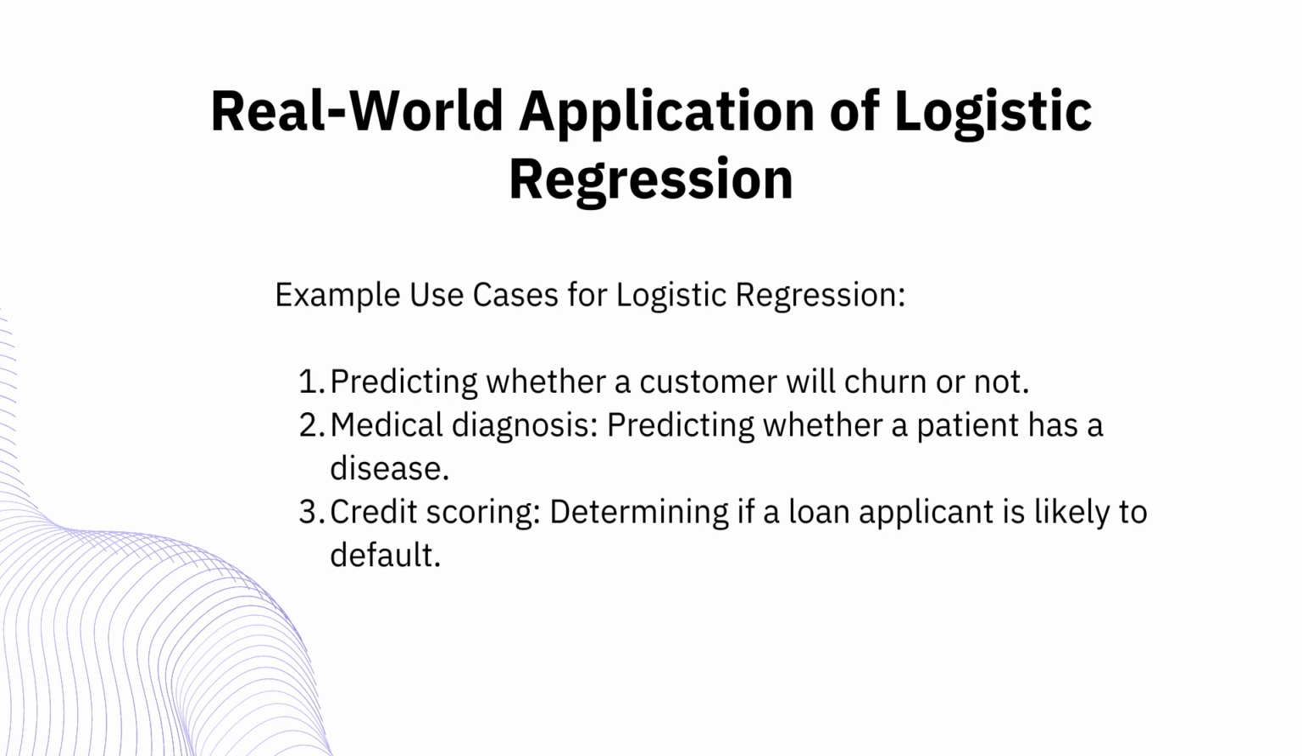Logistic regression is widely used in various industries. For example, it's used to predict whether a customer will churn, diagnose whether a patient has a certain disease, or score creditworthiness by predicting the likelihood of loan default. Its ability to model binary outcomes makes it incredibly useful in decision-making processes.